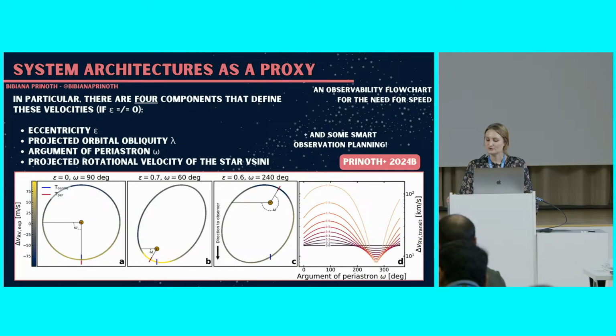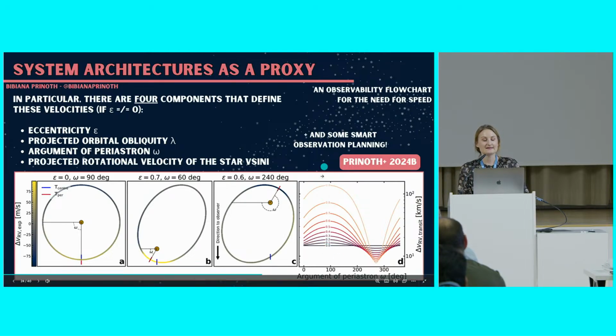On the right side, you see a plot of argument of periastron against transit duration, and you see immediately that this changes quite drastically if you increase the eccentricity. So you end up gaining a lot here, but also losing a lot here during your transit. So think of those orbital configurations and some smart observation planning for your tellurics.